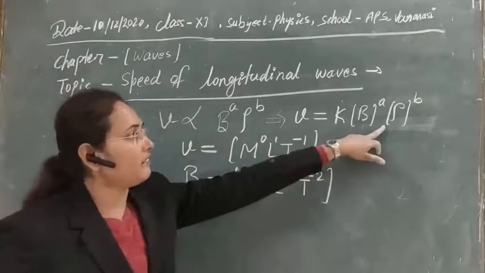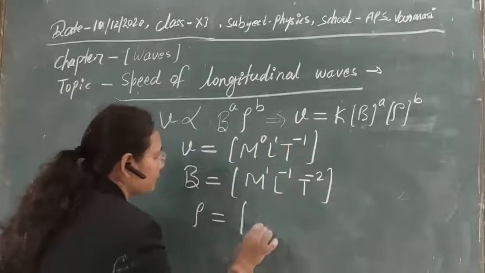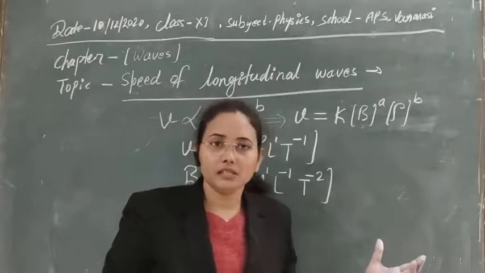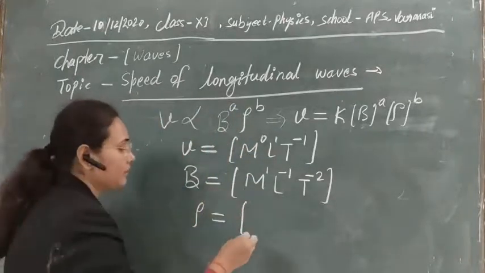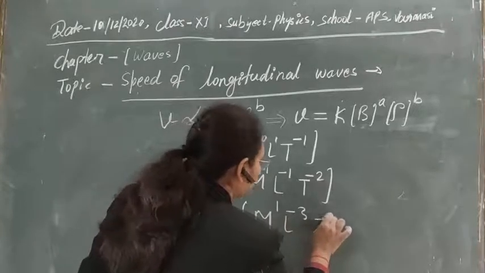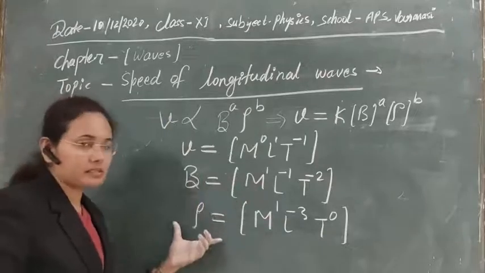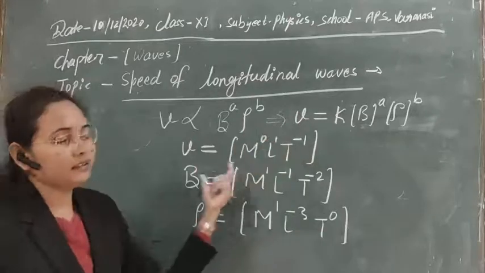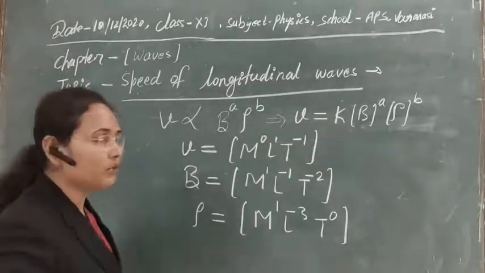And the third factor that we have is the density of the material. And density, you know, is mass per unit volume, which means M L^-3 T^0. So these are the dimensional formulas that we have written. Now let's write them in this equation, equate them, and solve to obtain the values of a and b.